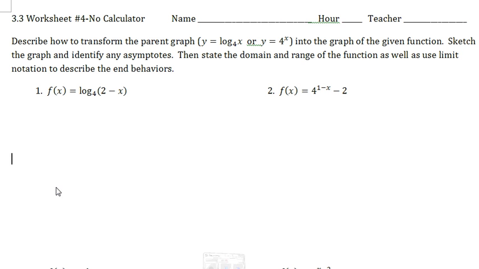All right, so here we go on worksheet 3.3, number 4. And the first thing I notice is that there's something backwards here. If you rewrite this as log base 4 of negative x plus 2, it'll help you. Now describe how to transform this.